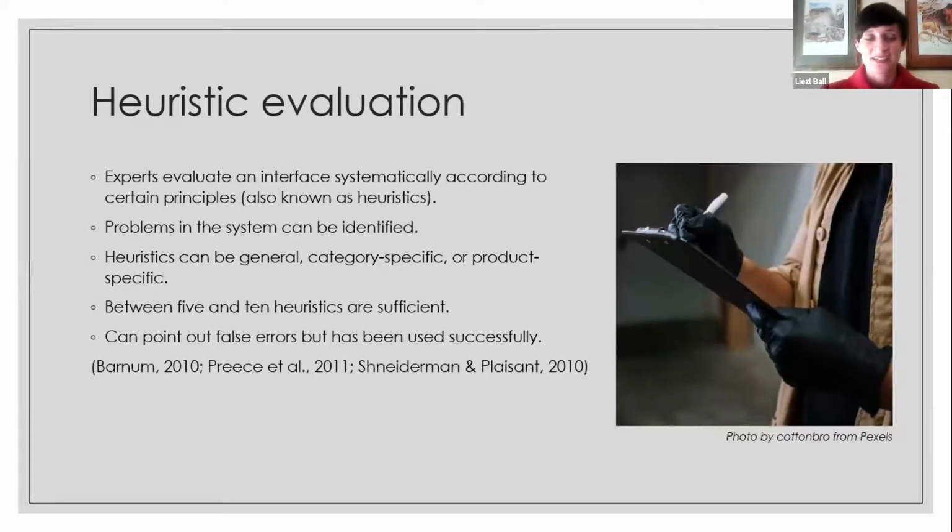Okay, the next methodology that I quickly want to touch on is heuristic evaluation. In heuristic evaluation, experts evaluate an interface or a product systematically according to certain principles, and these are also known as heuristics. In this way, certain problems in the system can be identified. Now, heuristics can be general, category specific, or product specific. So general heuristics could be applied; there may be some general design principles you could think of that could be applicable to many systems or products. Category specific would be only those heuristics that would be applicable to a product in a certain category, and product specific would be only for one very specific product.